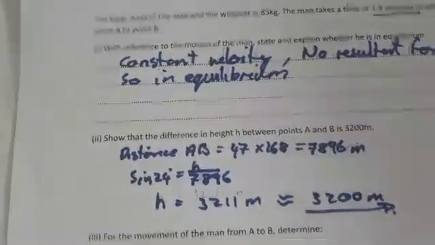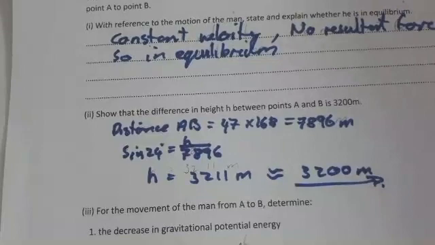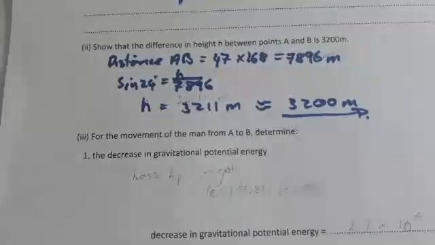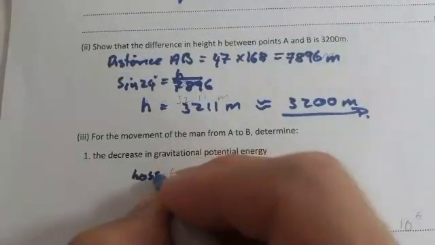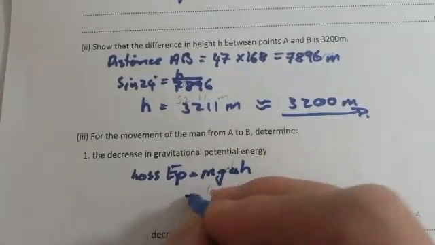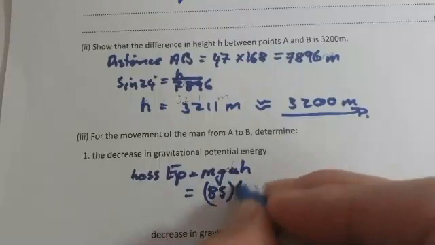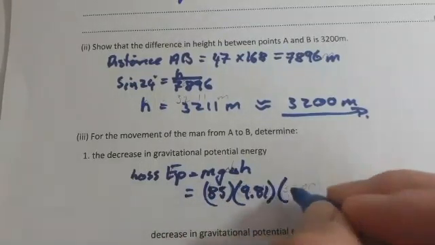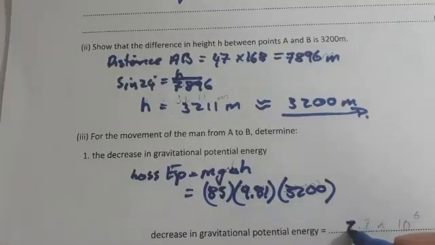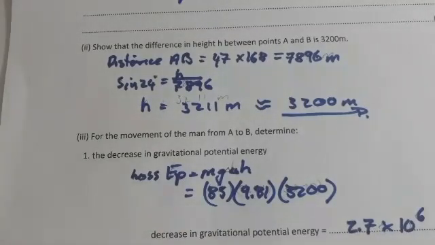For the motion of the man from A to B, determine the decrease in gravitational potential energy. Yes, you got this one as well. Loss in EP equals mg delta h. That's 85 for the mass, the gravitational acceleration, and then we use the 3,200 because they asked us to show it is that. And we get 2.6 times 10 to the power 6. Right, I see we've got a minute and a half.